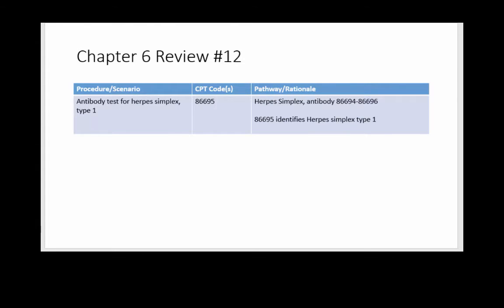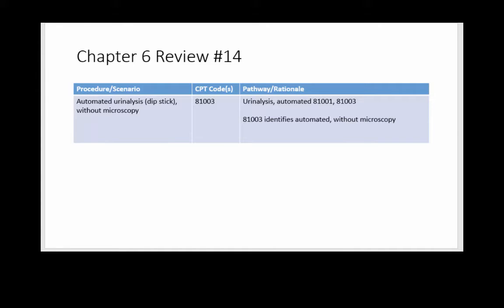Number 12, an antibody test for herpes simplex type 1. Looking under the main term of herpes simplex antibody, then you look at this range of codes, read your code description, and 86695 identifies herpes simplex type 1. Number 14, automated urinalysis by dipstick without microscopy. There's your code right there. Urinalysis is your main term, automated is your subterm. When you look at these two codes, one is without microscopy, one is with microscopy, and we select the code without microscopy, 81003.